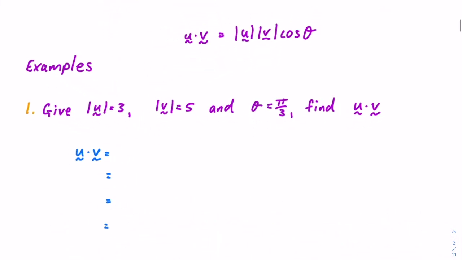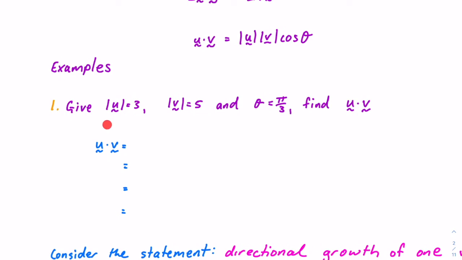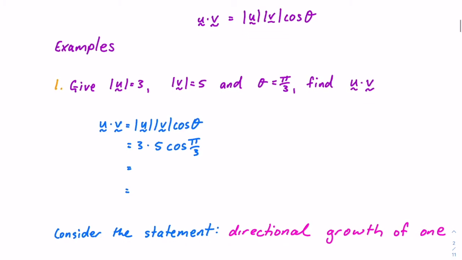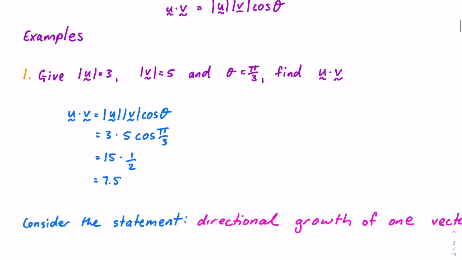So let's look at this example. We've got a vector with a magnitude of 3, another vector with a magnitude of 5. The angle between them is pi on 3, and we have to find the dot product. So let's write the formula and just substitute in those values. So 3 times 5 cos pi on 3. Now, 3 times 5 is 15, cos pi on 3 is half, so 7.5 is the answer there.